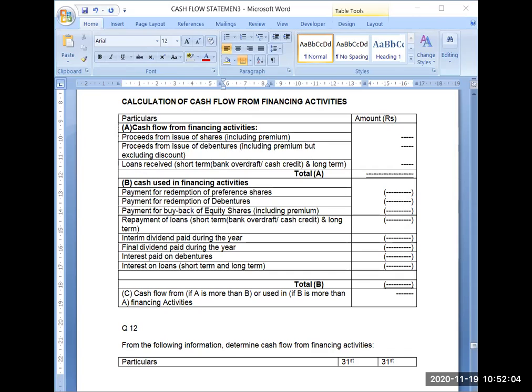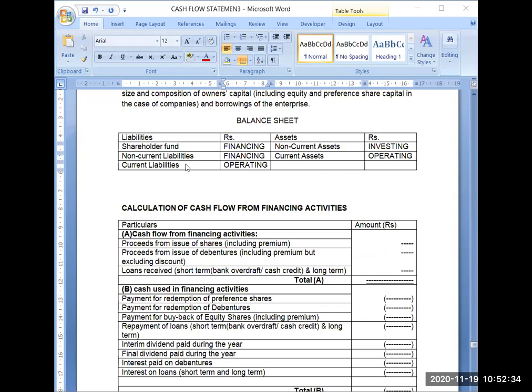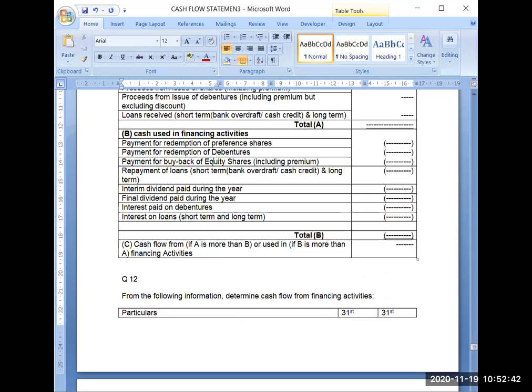Loans received. If you are receiving any loan amount, then that loan amount will also be an inflow for you. And the loan can also be short term. If you are taking any bank overdraft or any cash credit, that will also be part of your financing activity. However, bank overdraft and cash credit generally appear in the current liability section, but this is an exception to that rule. So out of these current liabilities, bank overdraft and cash credit will be a part of your financing activity.